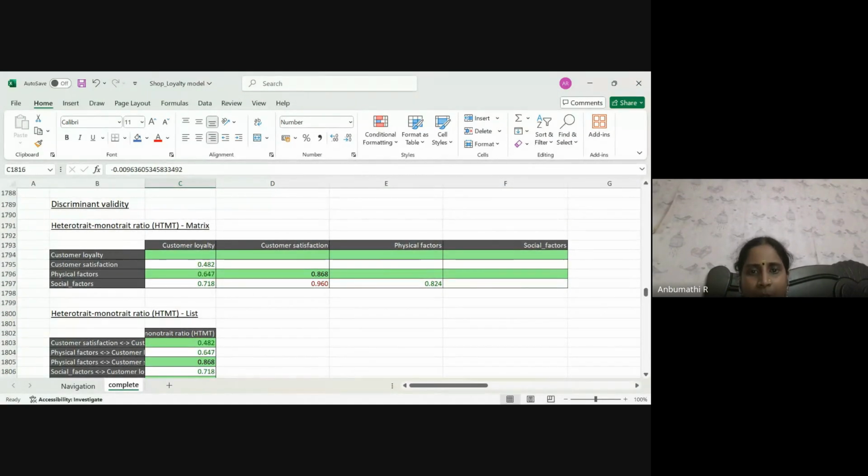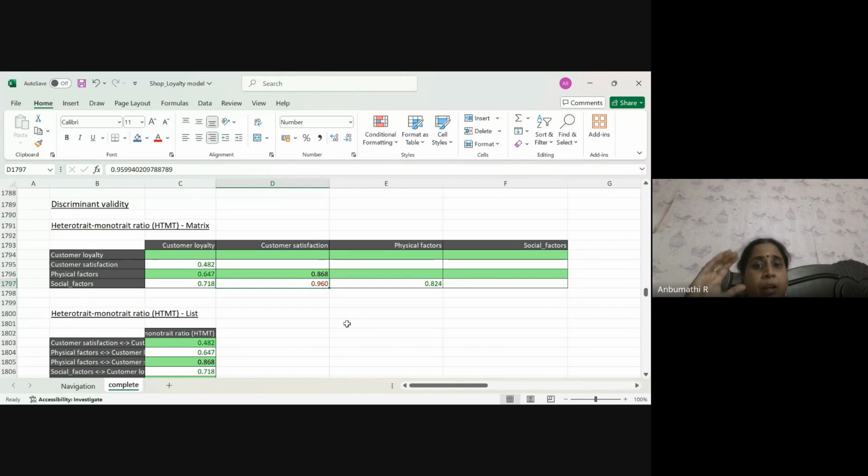In case of this HTMT ratio, the cutoff is 0.65 to 0.85. So you can see again the social factors is creating a problem over here. It is giving us 0.960. So the HTMT is greater than that. If the HTMT is greater than 0.95, it means that there was some multicollinearity issue in that factor. Again, I feel that SF2 is making that problem.